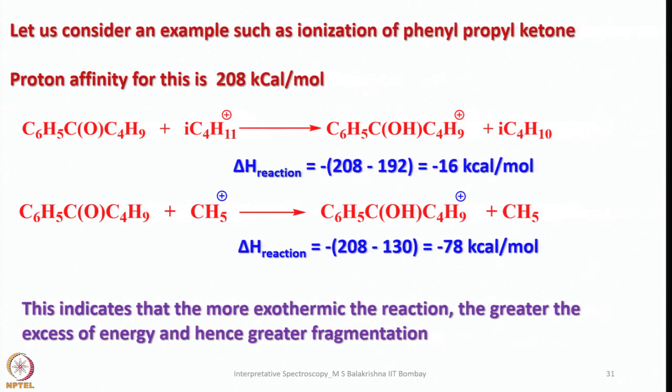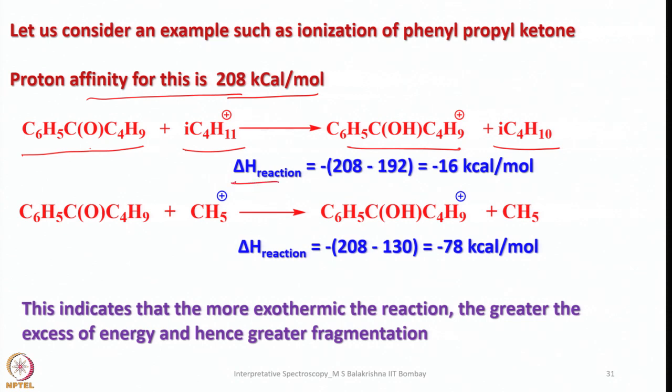So the proton affinity for this is 208 kilocalories per mole, as I showed in my previous slide. How does this happen? Let us look into this one here. When we look into this phenyl propyl ketone, it interacts with the C4H9 cation to generate this cation, and then isobutane comes out. If we try to understand the delta H involved in it, it is minus 16 kilocalories per mole, so it is exothermic.